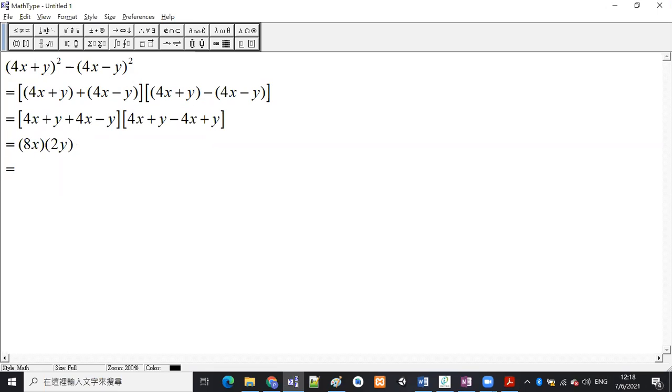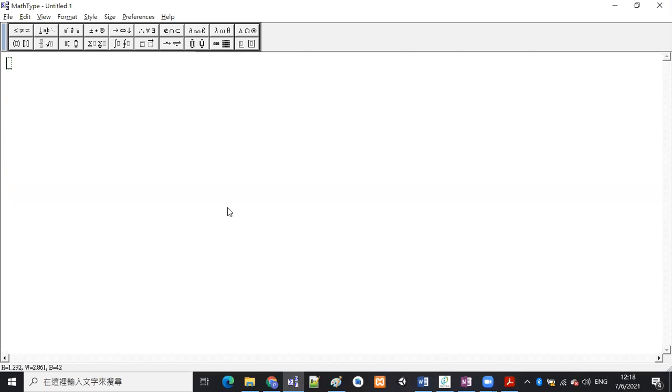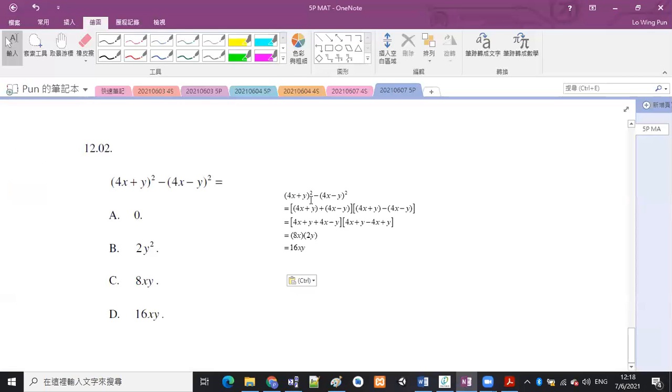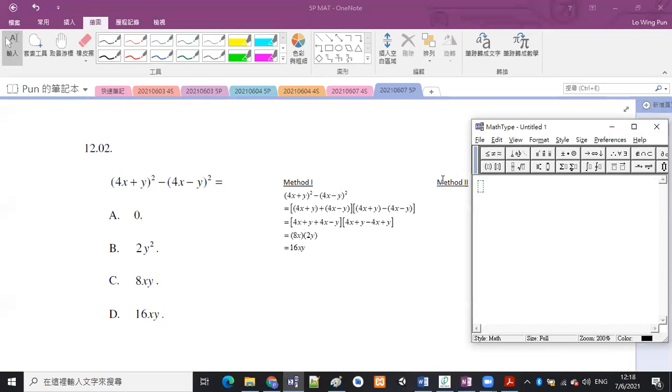And when they are multiplied together, okay, so everything is multiplied together and the number times number will be 16. And then we have x, we have y. Okay, so that is the answer. This is method 1. And we have method 2. Method 2 is like this.